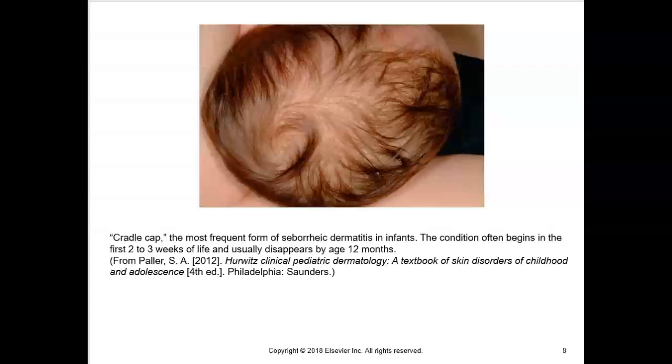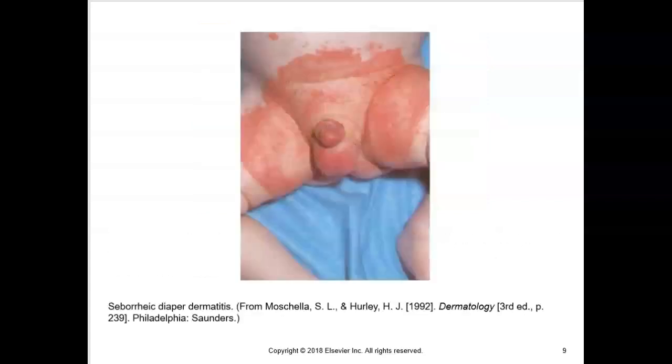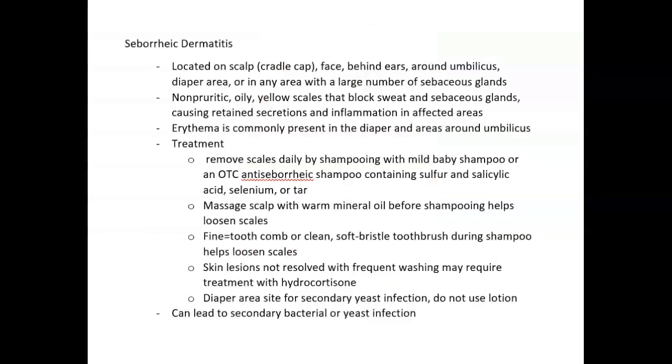Seborrheic dermatitis is characterized by non-pruritic, oily, yellow scales that block sweat and sebaceous glands, causing retained secretions and inflammation of the infected area. Erythema is commonly present in the diaper area and around the umbilicus. Instruct the parents to remove the scales daily by shampooing with a mild baby shampoo or an over-the-counter anti-seborrheic shampoo containing sulfur and salicylic acid, selenium, or tar.